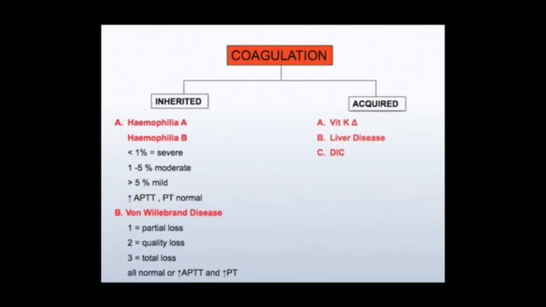The last acquired problem I want to talk about is disseminated intravascular coagulation, which is really not a diagnosis but a phenomenon, typically due to an underlying disorder which causes widespread endothelial damage. Causes include disseminated gram-negative sepsis, traumatic events such as amniotic fluid embolus, placental abruption, mismatched blood transfusions, and end-stage malignancy.